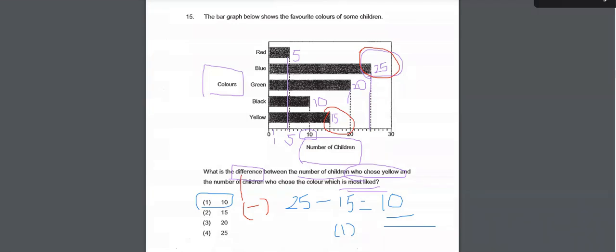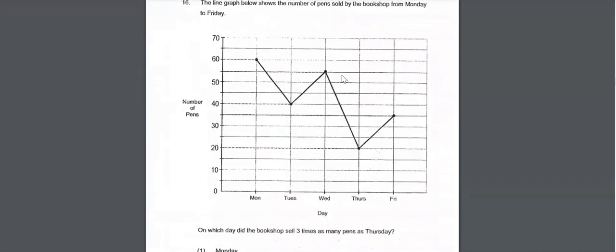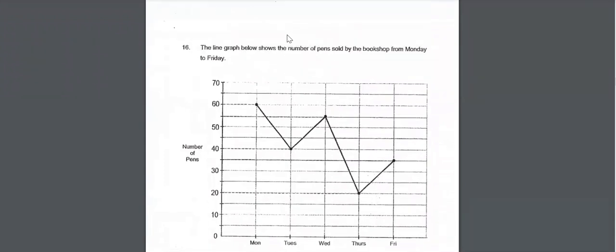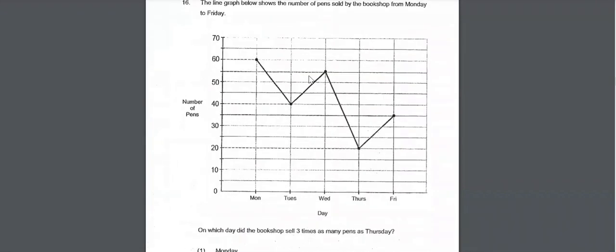Let me clear all this first. Okay, so the next graph question is question 16. Oh, this is a very, very different graph compared to this. Question 15 is like a bar graph, correct? And for this, it's like a line graph. So it is very, very different.